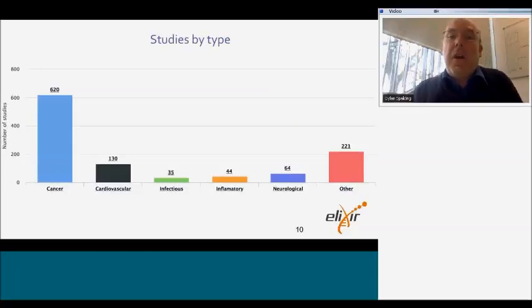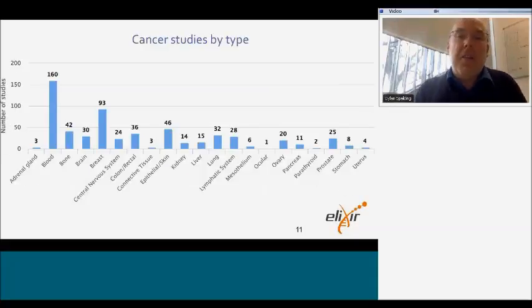We also have quite a range of study types, but most of them are actually to do with cancer, although we have cardiovascular, inflammatory, and so on disease studies. And in terms of cancer, the most popular study type is actually blood cancer, followed by breast and skin.